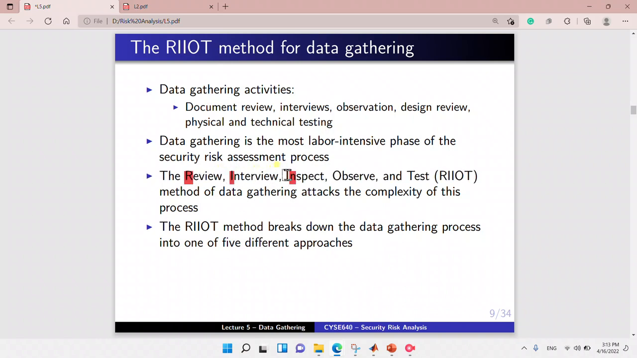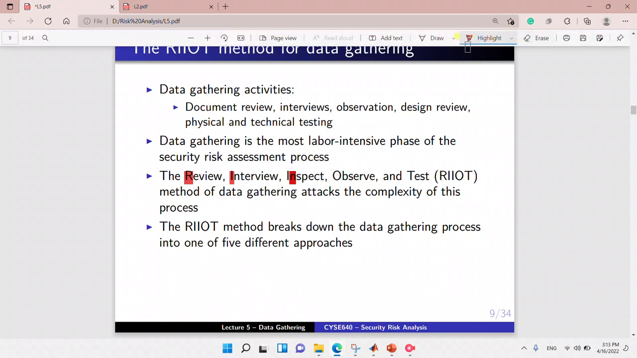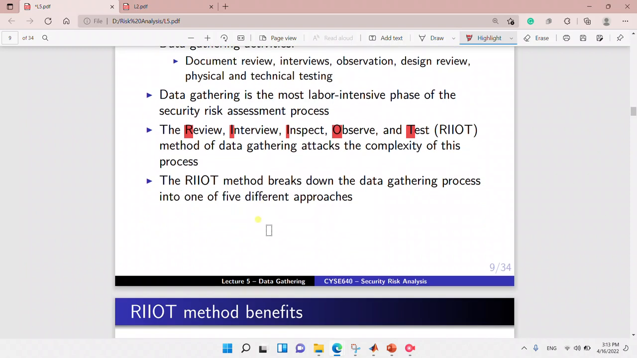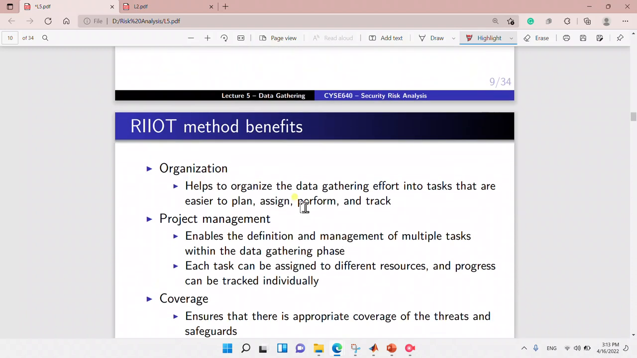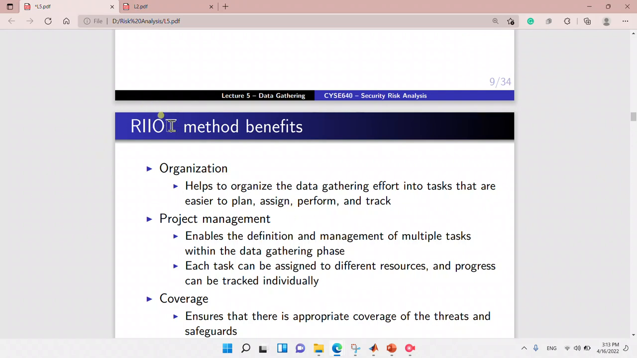What RIIOT means is to review, interview, inspect. Oops. Inspect هي زي التست I think. اوكي عنا inspect, observe and test. Okay. هادي الريوت method. The RIIOT method breaks down the data gathering process into one of five different approaches. 1, 2, 3, 4, 5. Okay, خلنا نشوف.